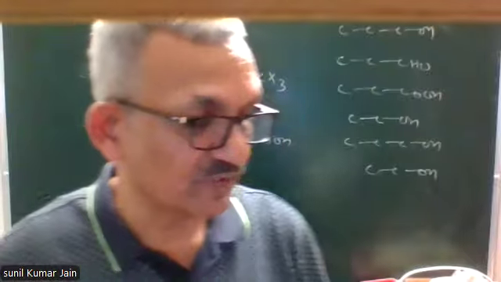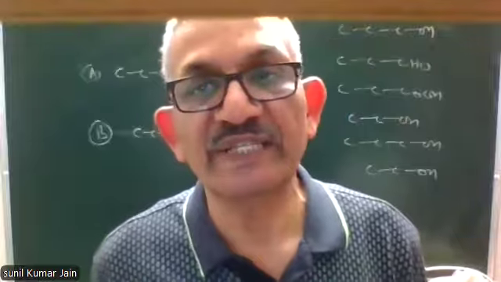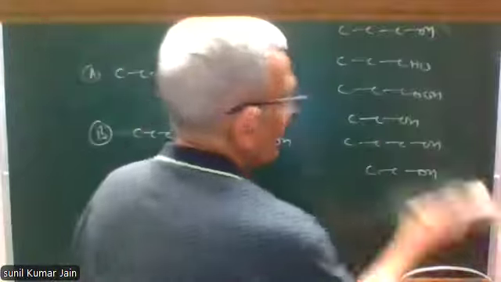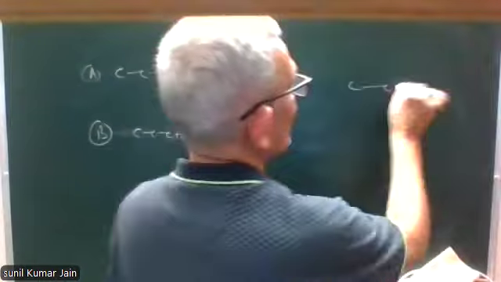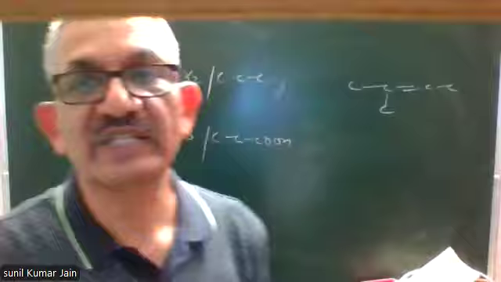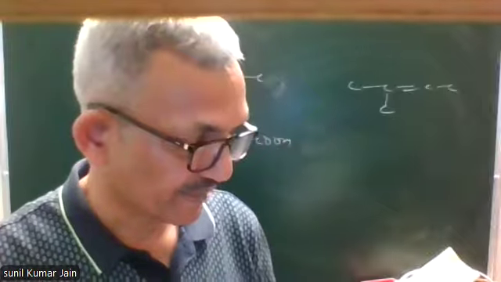Next, vapors of 2-methyl-2-butanol are passed over hot copper. It undergoes dehydration to give an alkene according to Saytzeff rule. I'll write the product. This is 2-methyl-2-butanol. So this will be the alkene formed. 2-methyl-2-butene will be obtained.